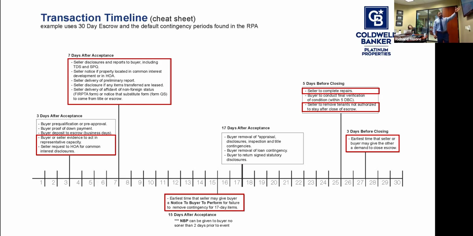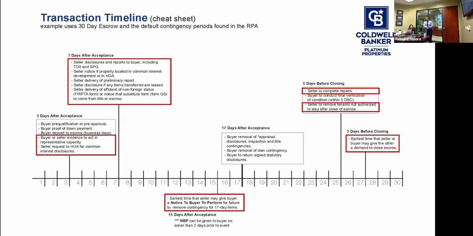By day 17, the performance date, the buyer removes the appraisal contingency, loan contingency, everything. And then carry on. Maybe there's nothing else to do. It's going to be a few days. You might not have anything to do. Upload all your stuff to SkySlope, remember.